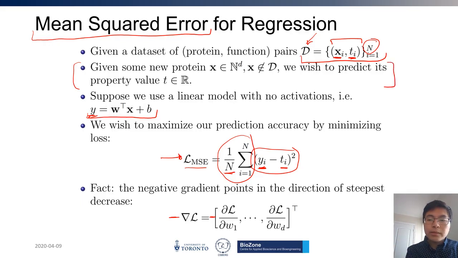The second bullet point here really shows the purpose of a machine learning model. It is to have accurate prediction in some new protein that is not in the data set, and you wish to predict its property value. And that brings the notion of generalization, which I'll briefly touch upon later.